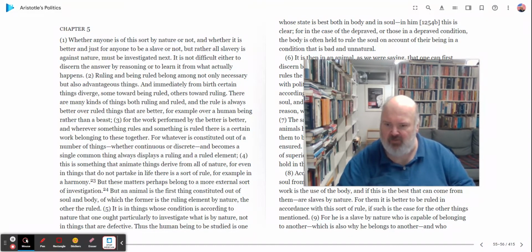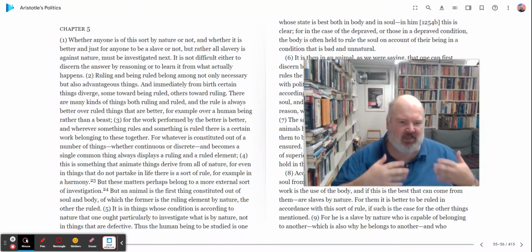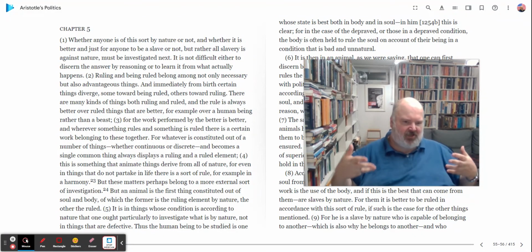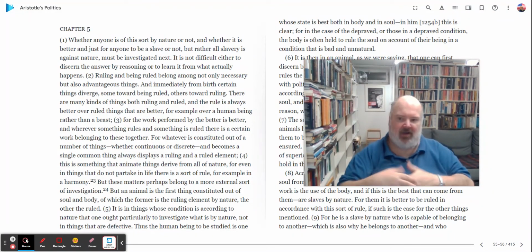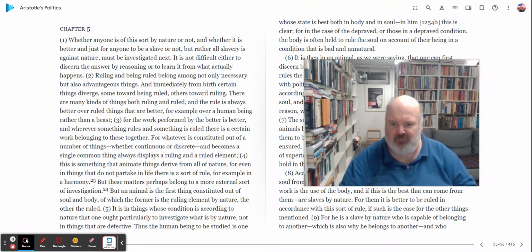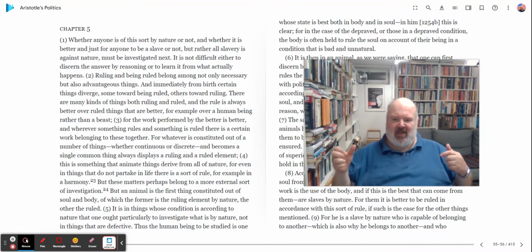And whenever something rules and something is ruled, there's a certain work belonging to these things. In other words, there's some activity, there's some action, there's something going on here, right? The ruling and ruled. For whatever is constituted out of a number of things, whether continuous or discrete, and becomes a single common thing, always displays a ruling and ruled element. So anytime you have this, this is a very important point.